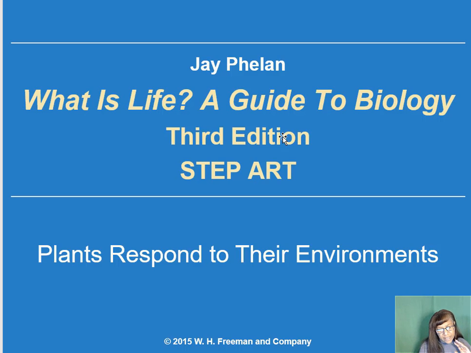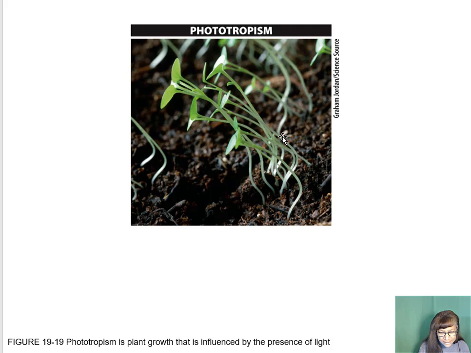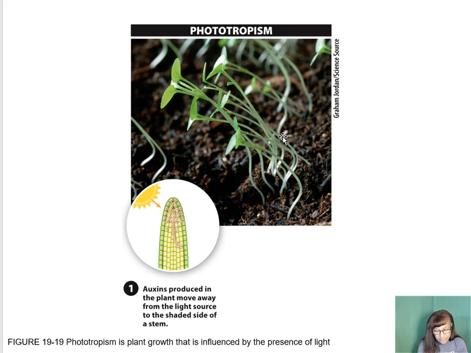But let's look at how plants respond to their environments, because they are super responsive. So we have something called phototropism. So phototropism is plant growth that's influenced by the presence of light. And this is actually due to auxins. And I need you to remember that.